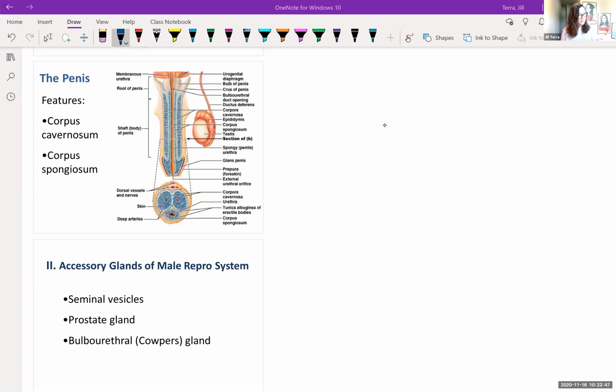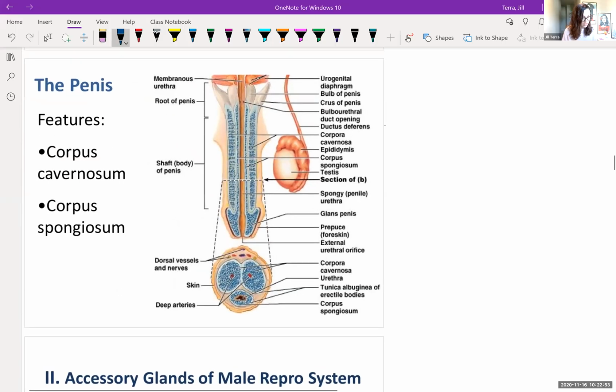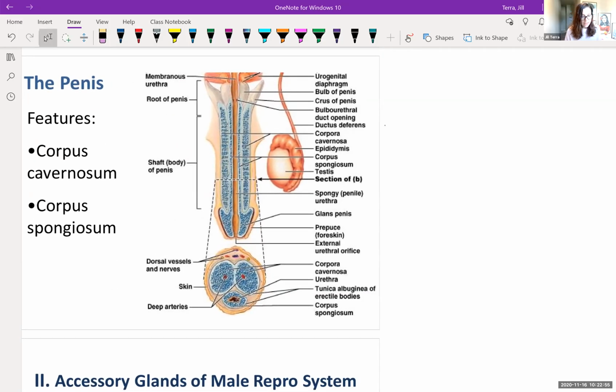Hello. All right, let's talk about the penis. So the penis, as we see in this picture here, has different tubes of tissue. Kind of orienting ourselves here, we're looking at the superior view of it. Here we can see that there is this whole section of the penis that's actually internal. It's called the root of the penis.